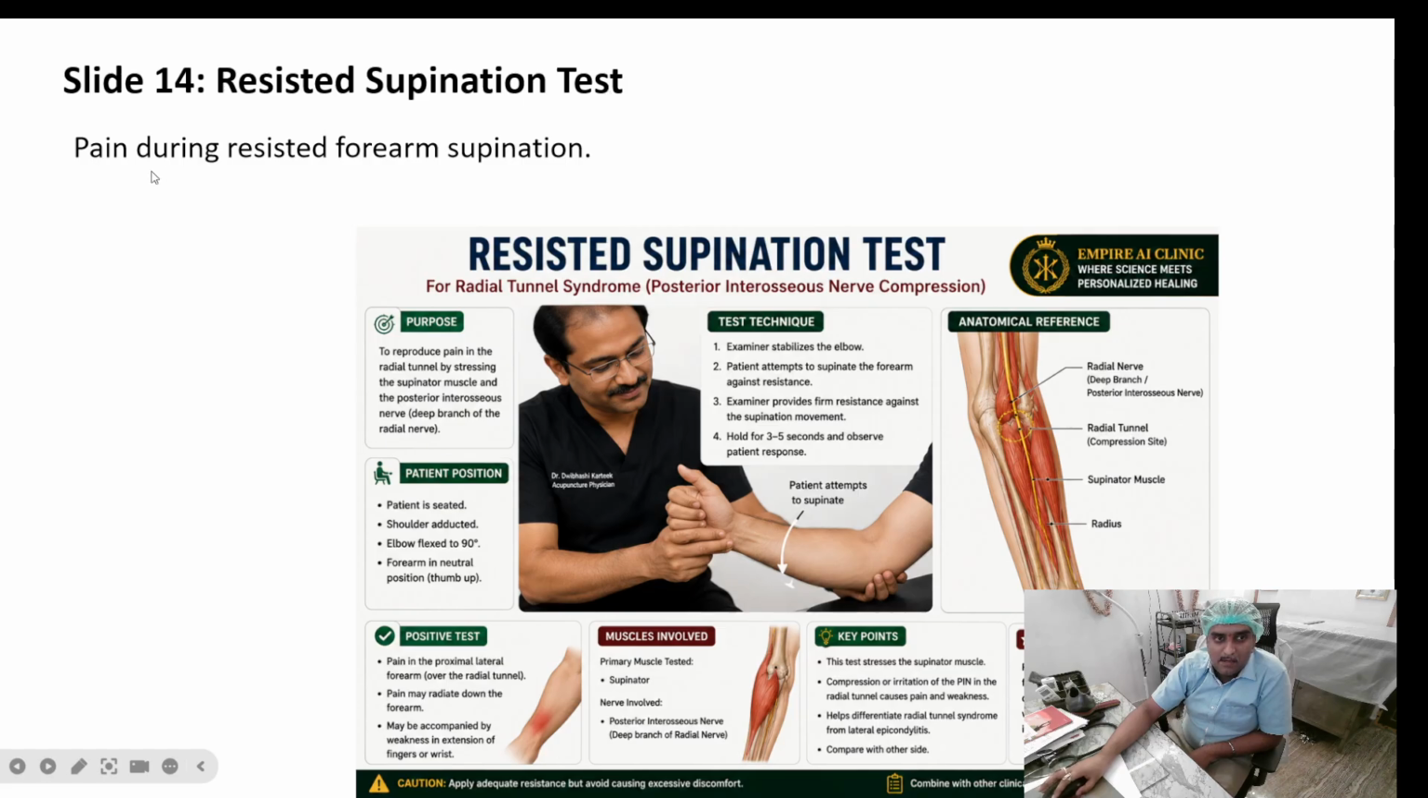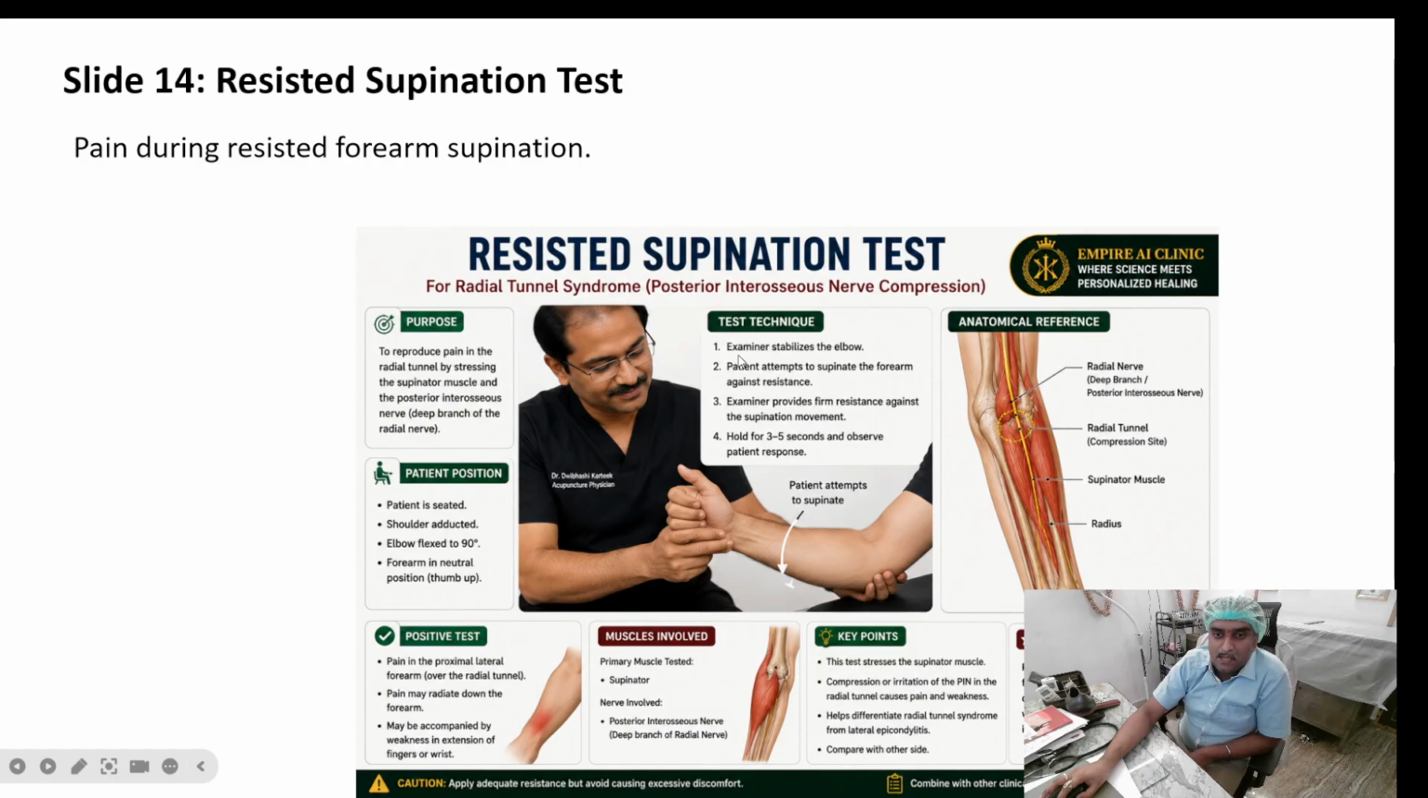Resisted supination test: pain during resisted forearm supination. You can see. The purpose is to reproduce pain in the radial tunnel by stressing the supinator muscle and the posterior interosseous nerve, the deep branch of the radial nerve. Patient position: the patient is seated, shoulder adducted, elbow flexed at 90 degrees, forearm in neutral position, thumb up. Positive tests include pain in the proximal lateral forearm or the radial tunnel. Pain may radiate down the forearm, and may be accompanied by weakness in extension of fingers or wrist.